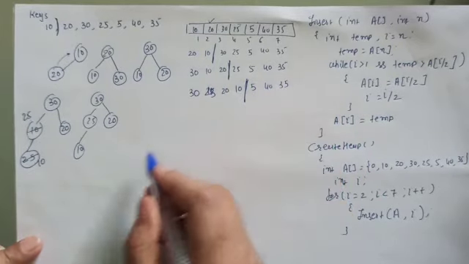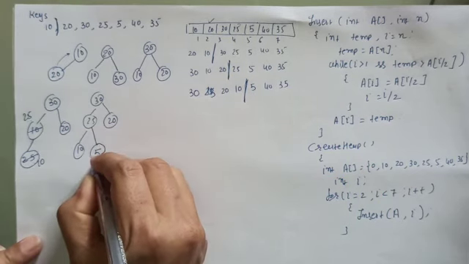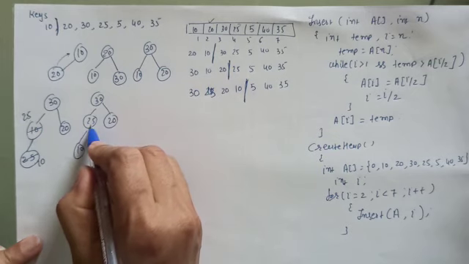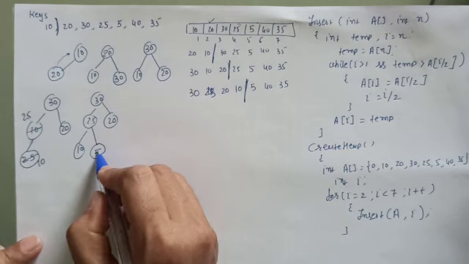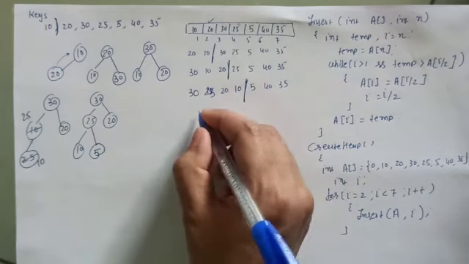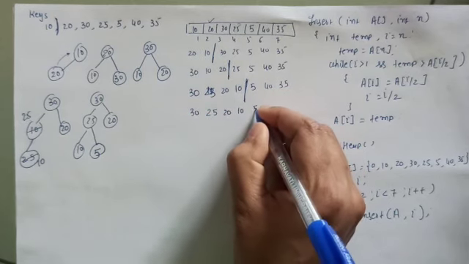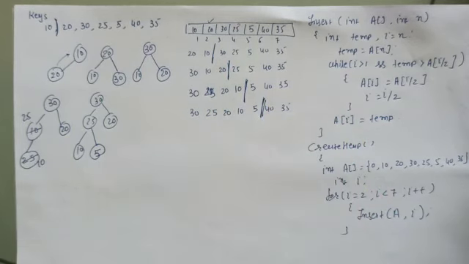Next is 5. So where is 5 inserted? At the first available free space. Now 5 is compared with its ancestor, that is 25. As 5 is smaller than 25, we need not exchange anything, and that is completed. So the corresponding array structure would be as shown, and up to this our heap tree is completed.